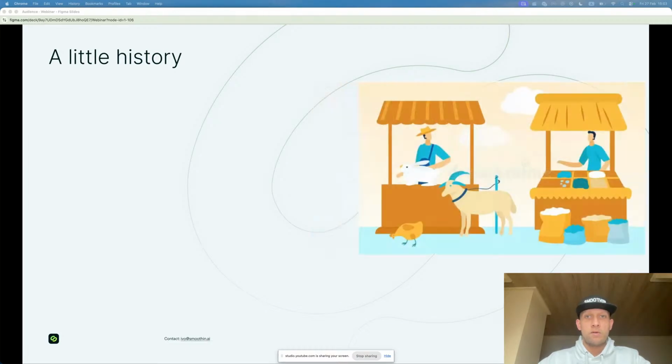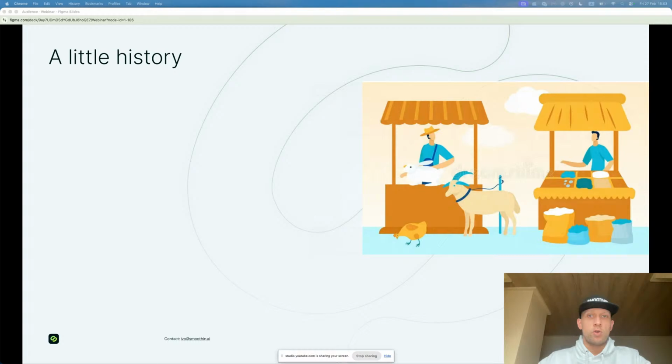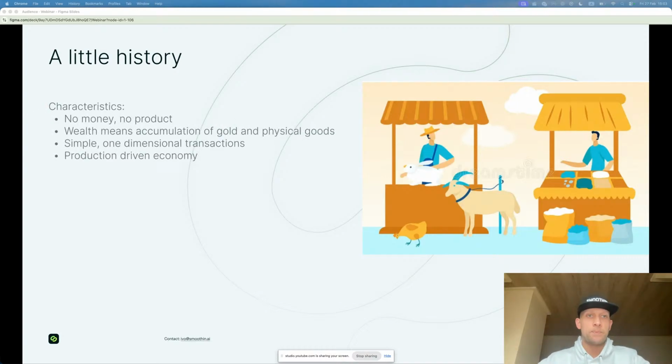If you think about it from a historical perspective, the early tradespeople and the early financial relationships that we had were very one-dimensional. These are people that were producing something, selling something, and it was very, very one-dimensional, right? So the characteristics we had then was, if you have no money, you get no product. Wealth means accumulation of gold or physical goods or coins or something like that. So you actually have a pile of stuff that's piling up. These are very simple one-dimensional type of transactions, and it's a production-driven economy.